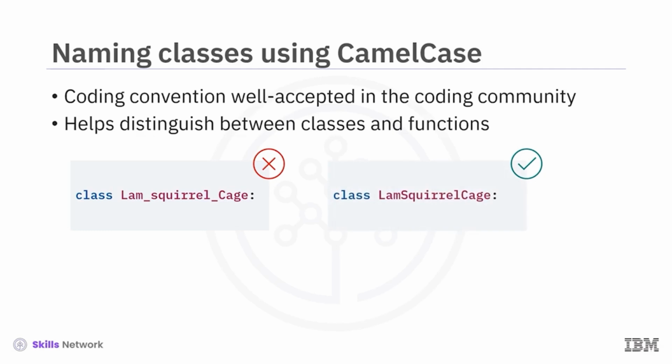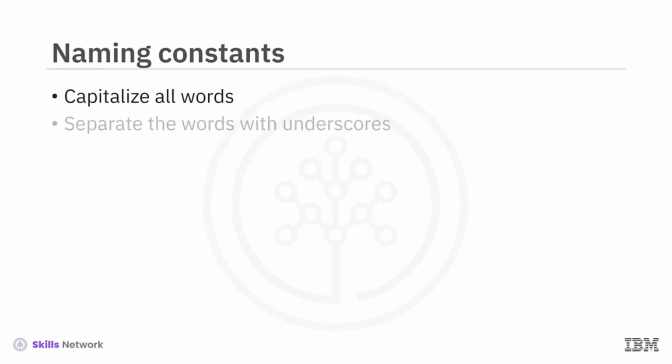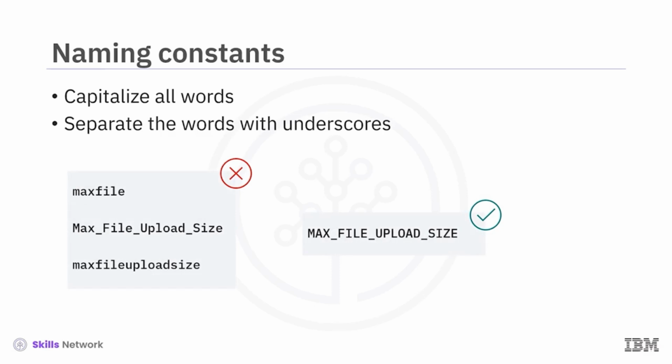Use the coding convention of capitalizing all words and separating them with underscores for constants, for consistency. The name usually indicates the constant's purpose. For example, MAX_FILE_UPLOAD_SIZE in capital letters.